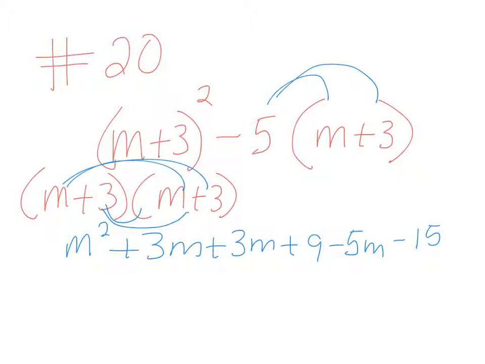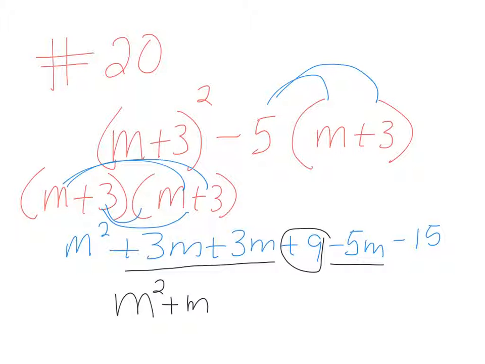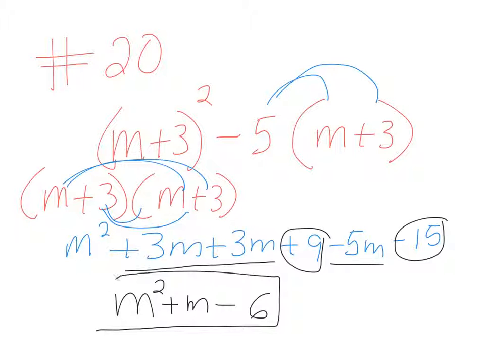Then you combine the like terms. You have m squared, 6m minus 5m. Let me correct my m squared, that square is too ugly. Okay, so 6m minus 5m is 1m. And the 9 with the negative 15 is negative 6. So this is the simplified form.